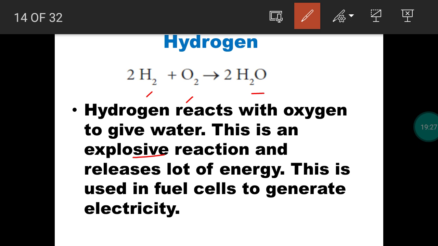So hydrogen combines with oxygen to form water. The reaction becomes an explosive reaction. It liberates more amount of energy. So this reaction can be utilized in the fuel cells. So different cells are available.